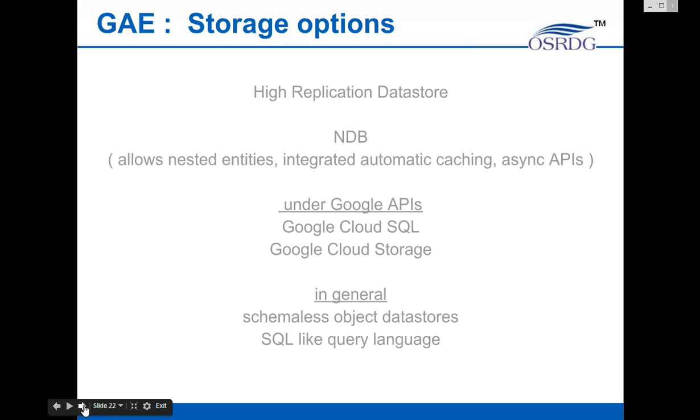Then NDB, that is network database. The difference between the High Replication Datastore and NDB is that NDB allows nested entities. It also has integrated automatic caching and also async APIs. See the difference about caching: in the High Replication Datastore, the general flow will be like this. First you check whether the key is available in the memcache, for which you will have to write the code. And if it is not available in the memcache, you go and access the database. It is a piece of extra code as well as a two-step process.